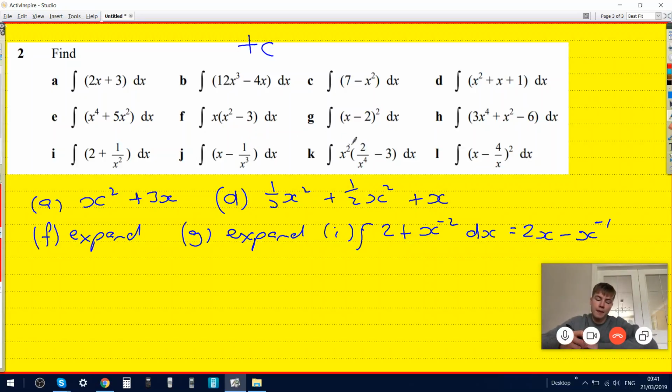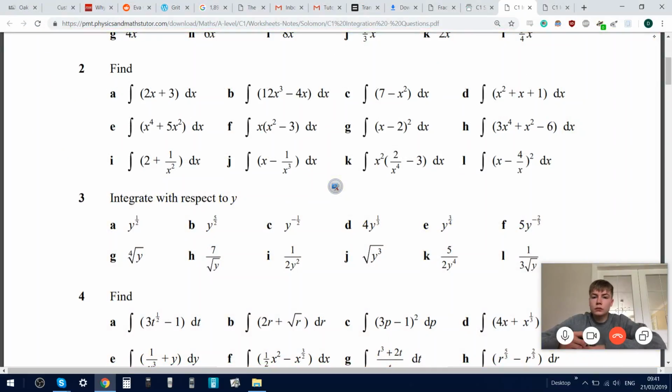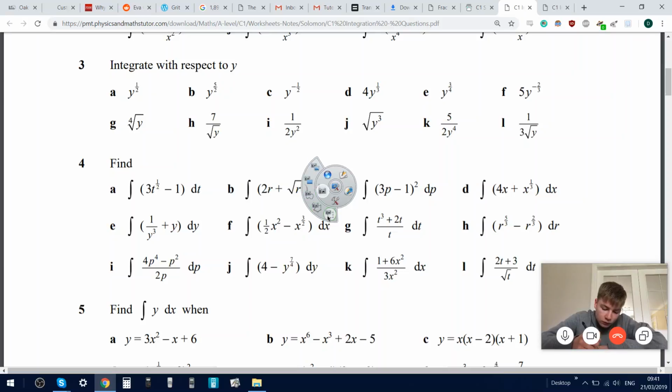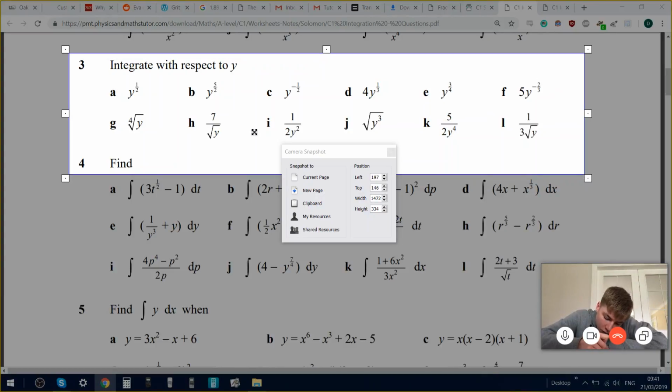Next one's going to be fine. So the difficulty there is just expand the brackets and stuff. Okay, different letter and fractions.